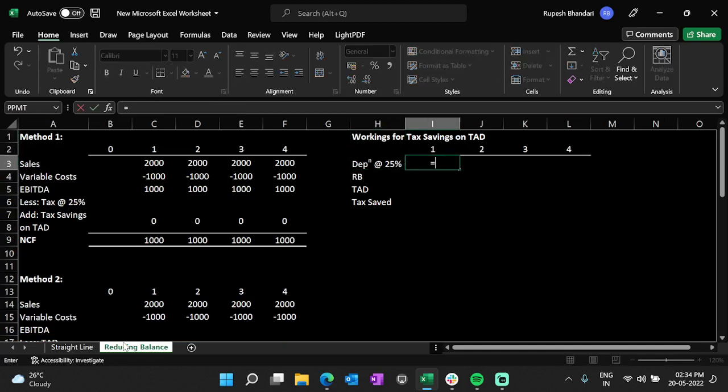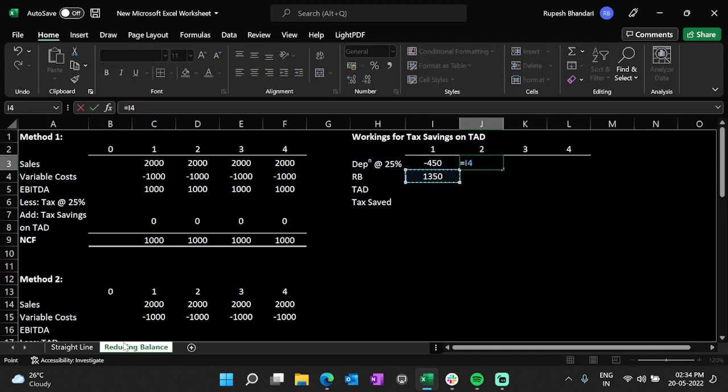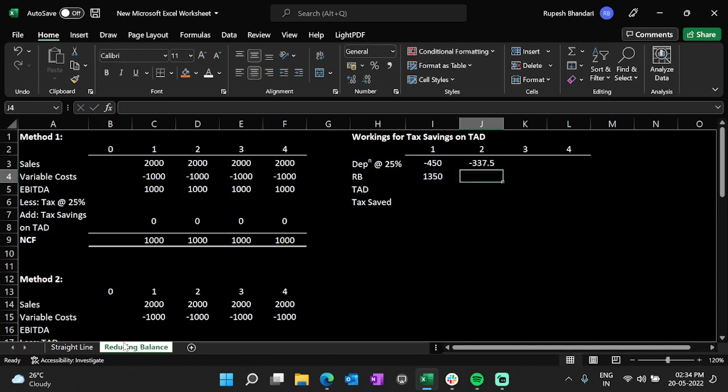We compute the depreciation, 1800 into minus 0.25. So how much are we getting? 1800 plus this figure, right? And then in the second year it will be how much? 1350 into minus 0.25, just to get that minus figure. And how much will be the remaining balance? It will be the first year's ending balance plus this year's depreciation, right? So we just copy the formula across, right? So we are getting this much figure. I'm not making any changes with the decimal points and all.